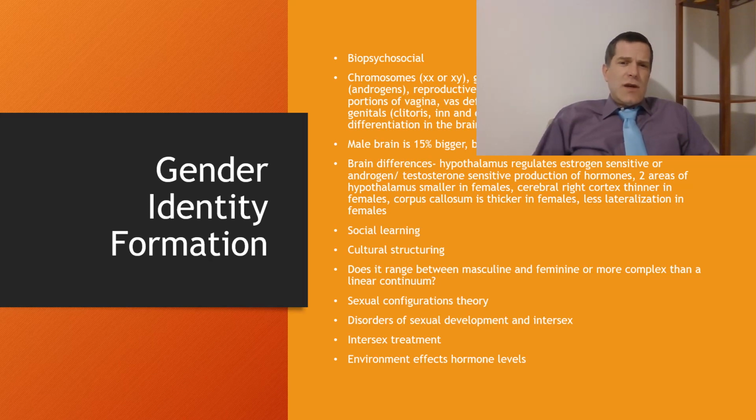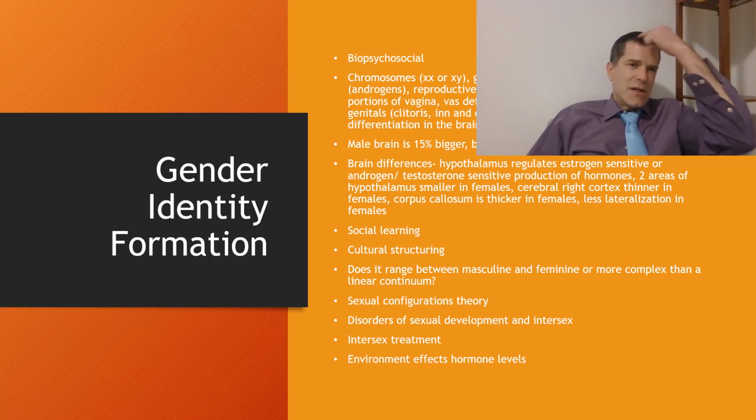We find that two areas of the hypothalamus are smaller in females. The cerebral right cortex is thinner in females. The corpus callosum is thicker in females. There's less lateralization in females. So in the book, it gets into some interesting stuff. Like, women, for example, the left side of their brain and the right side of their brain tend to talk more and tend to communicate more, which is why you have that thicker corpus callosum. The discussion between the left and the right brain, it processes a little bit better than in males.